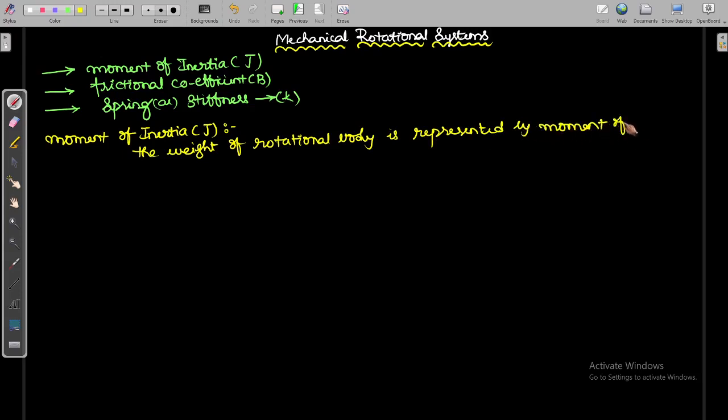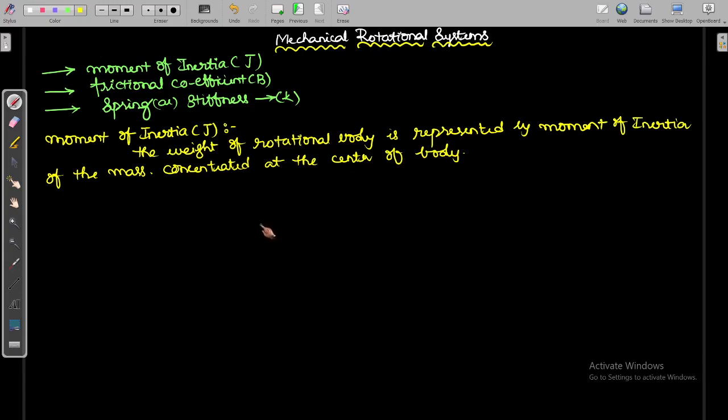It is the moment of inertia of the mass which is concentrated at the center of the body. So this is the moment of inertia, and this is the information about it.